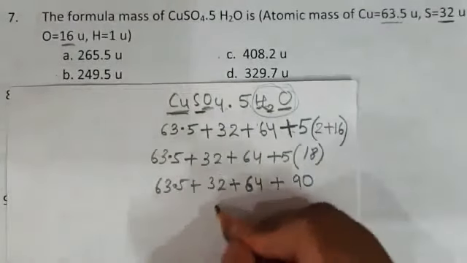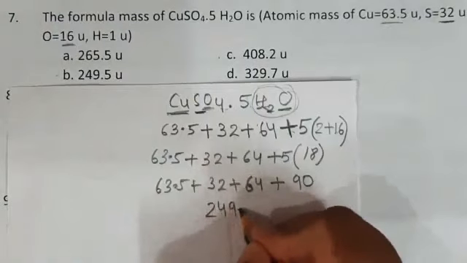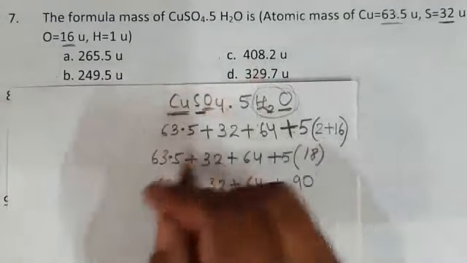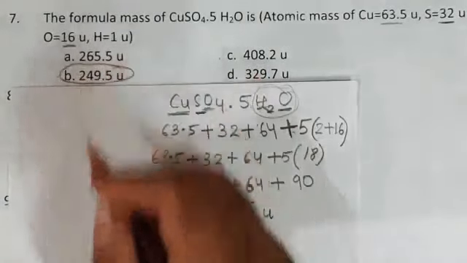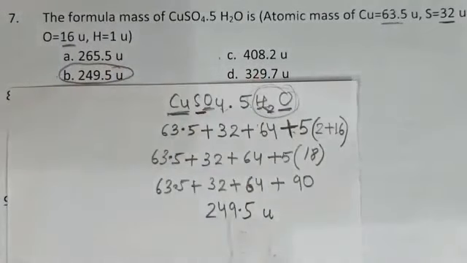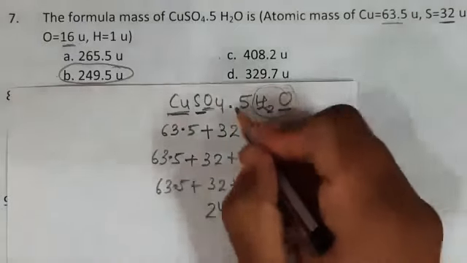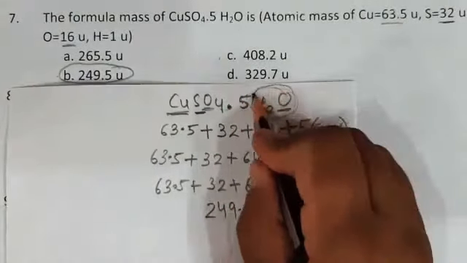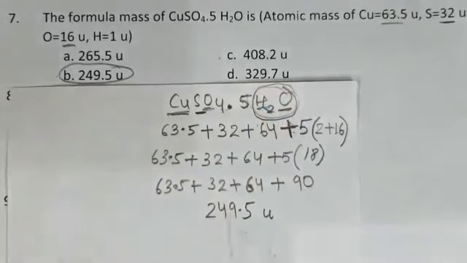The answer you will get is 249.5 U. So find out the answer. It is B part, 249.5 U. Okay, this dot is plus and this 5 is multiplied by this whole water.